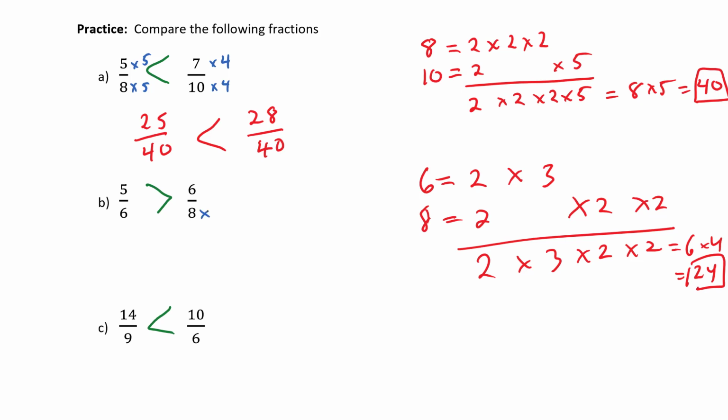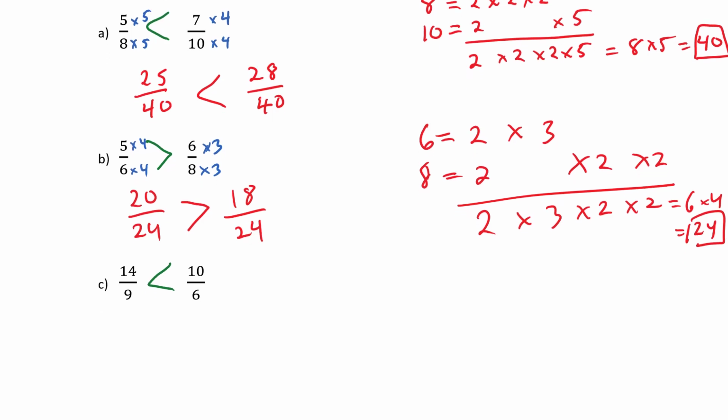To get 8 equal to 24, multiply by 3, and multiply the top by 3, to make sure we don't change the value of the fraction. To get 6 equal to 24, we multiply by 4. Multiply the top by the same number. 5 times 4 is 20, 6 times 4 is 24, 6 times 3 is 18, 8 times 3 is 24. Which one's bigger? 20 is bigger than 18. So 20 over 24 is greater than 18 over 24.